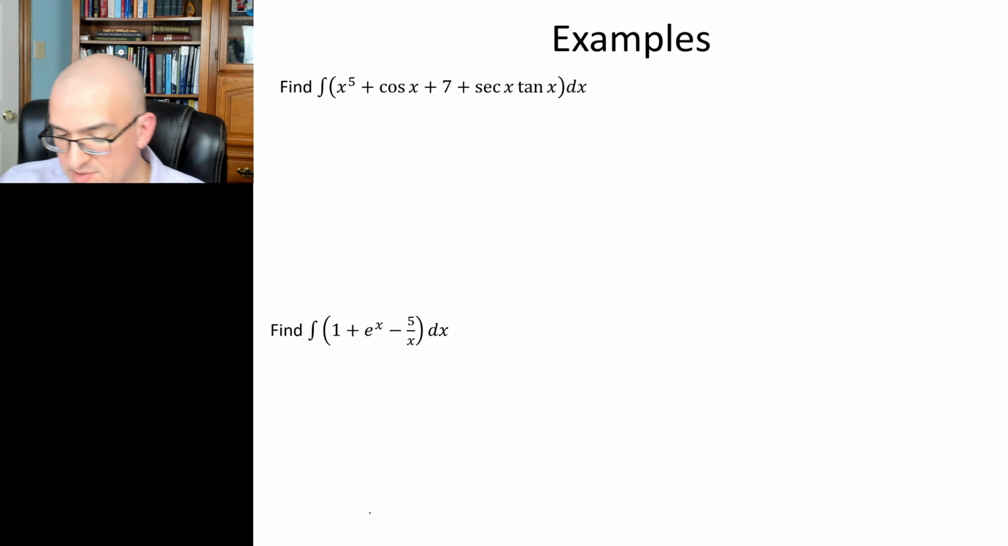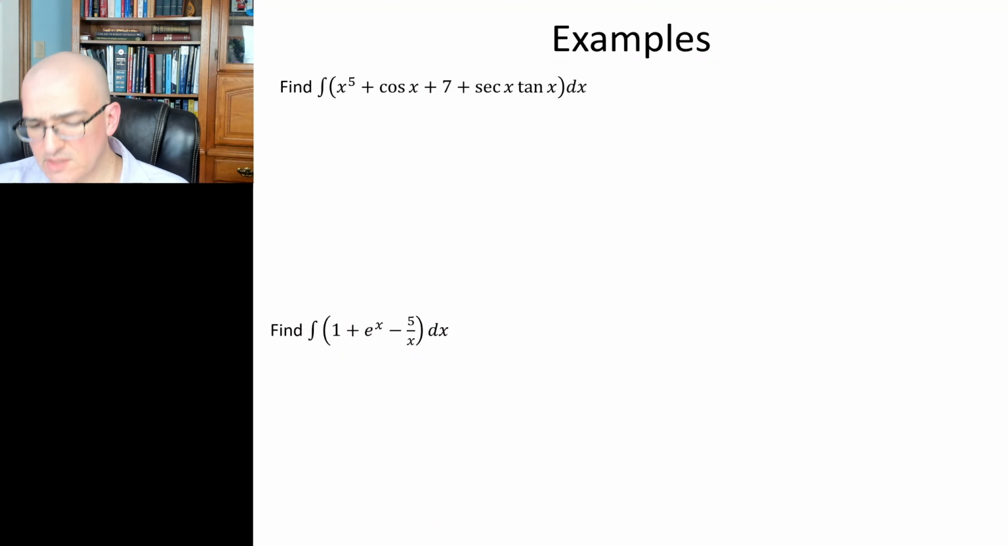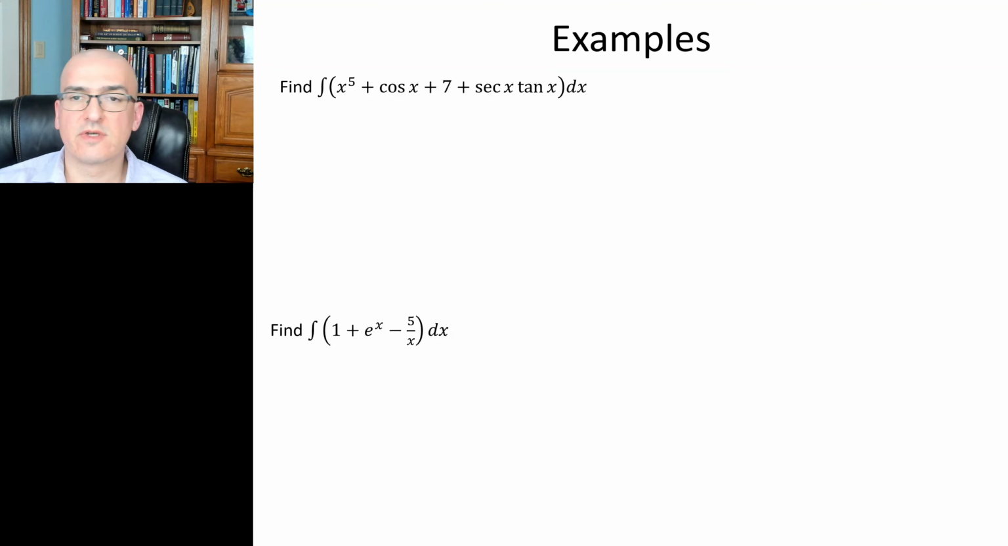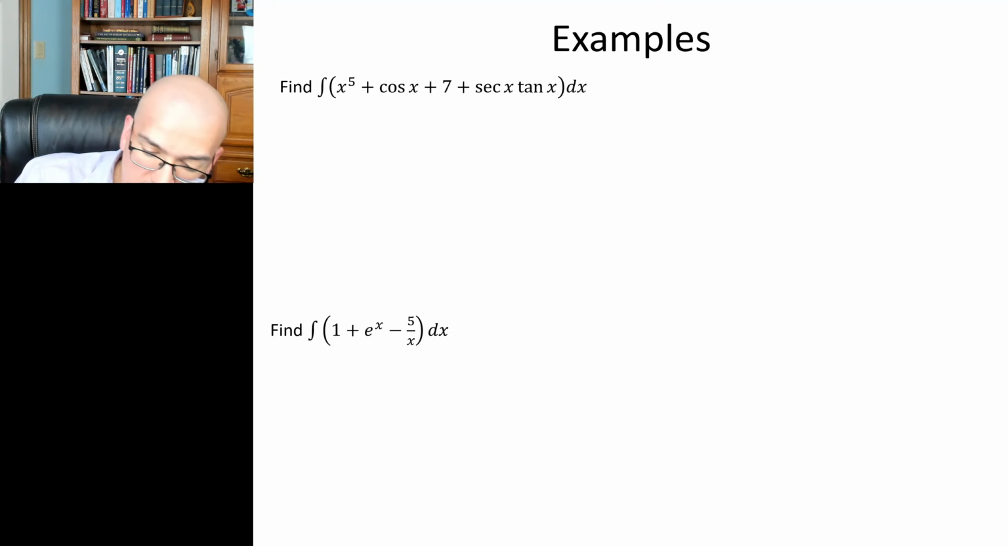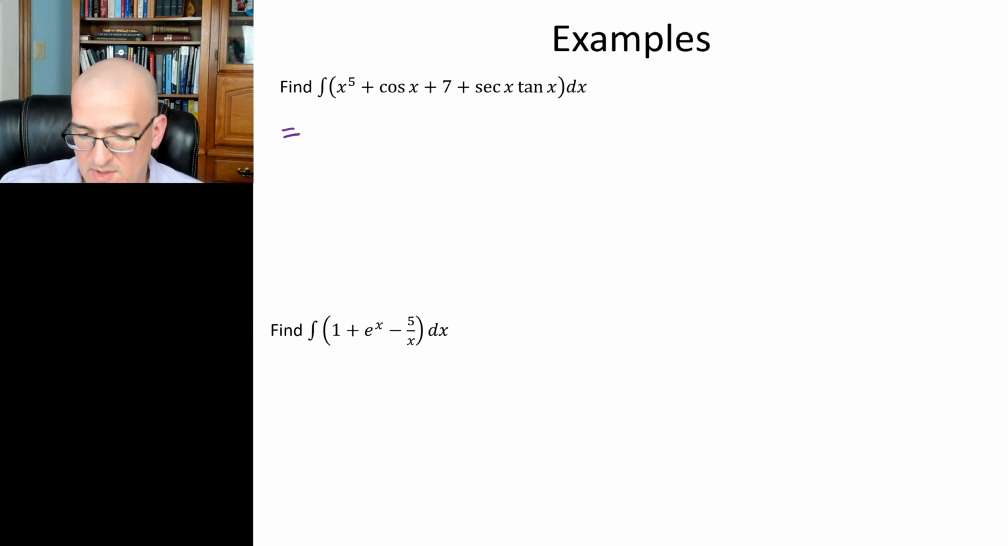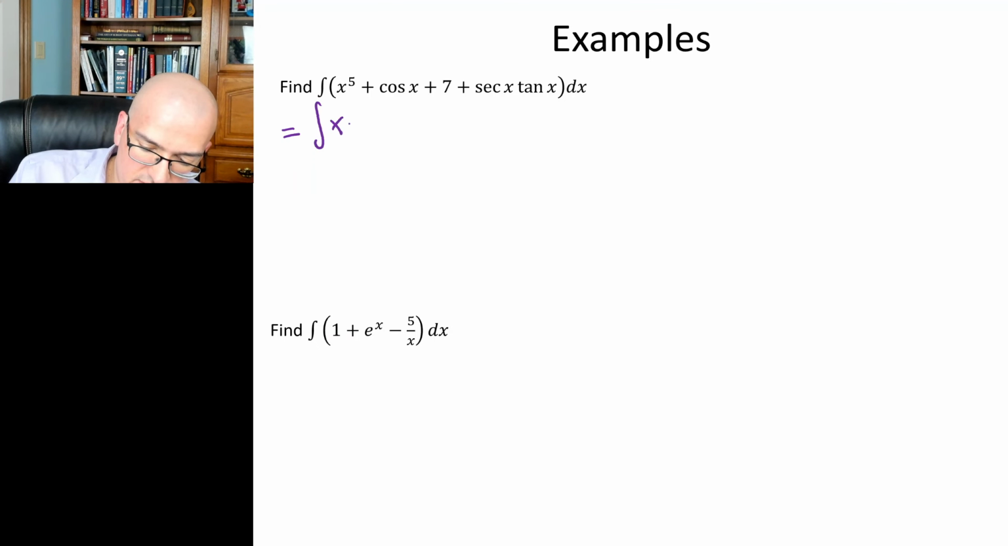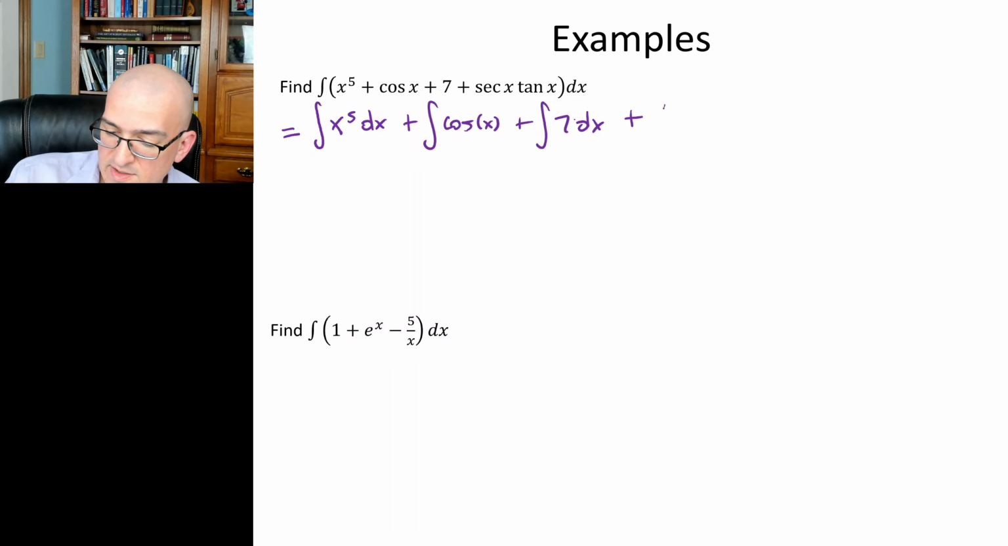Okay, some more standard types of examples. So straightforward antiderivatives. No finding constants or anything. How do you take the antiderivative of a sum of a bunch of terms? Well, you split it up into a sum of integrals, a sum of antiderivatives, and use the appropriate rule for each part. So I'll do this: x to the power 5 antiderivative, cos of x antiderivative, 7 antiderivative, and sec x tan x.